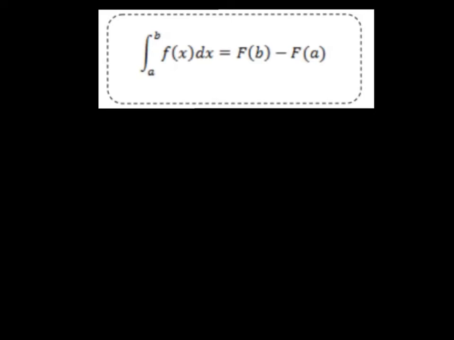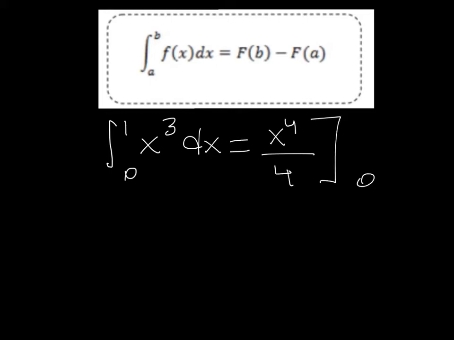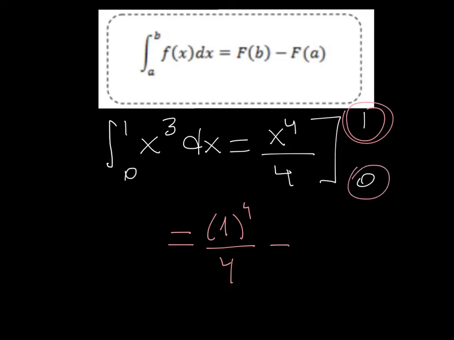So in the previous case, we know that the integral from 0 to 1 of x cubed times dx was x to the 4 over 4 from 0 to 1. My upper limit of integration is 1. So we first substitute 1 in the integral. So it will be 1 to the 4 over 4 minus, and then we substitute my lower limit of integration, which is 0 to the 4 over 4. And that will be 1 over 4.